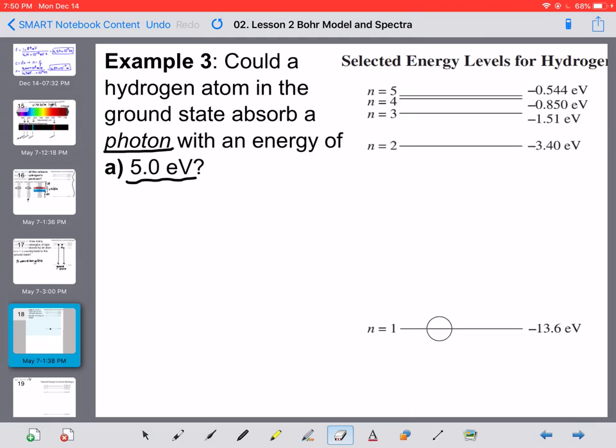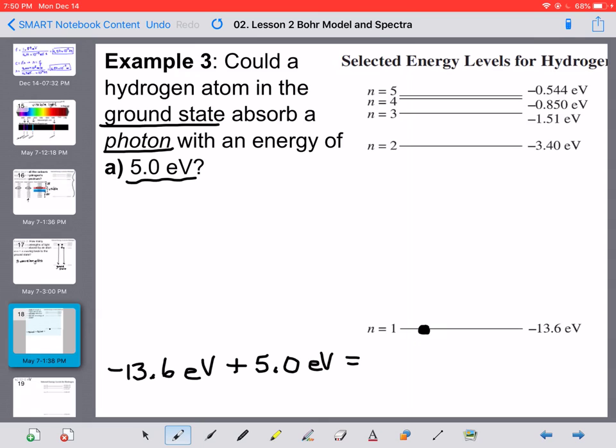So right now we have an electron, and that electron is in the n equals 1 energy level of the hydrogen atom. I know that because it says in the question that this atom is in the ground state. So the electron that I just drew down here has negative 13.6 electron volts of energy. Now let's just say for now that it absorbs the photon. So we're going to add 5 electron volts of energy to this electron.